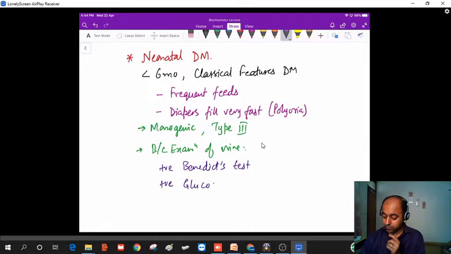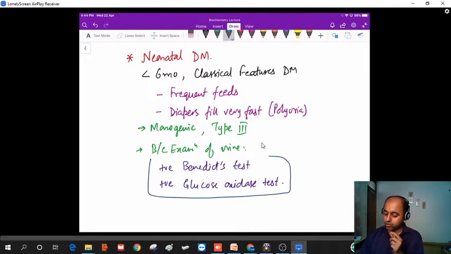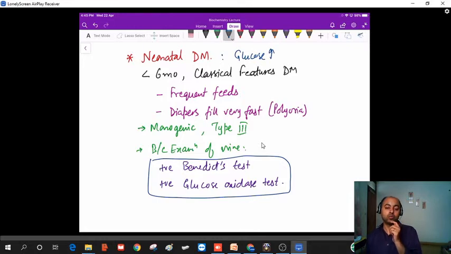We also find the positive glucose oxidase test. So in this way, it is slightly different from the other disorders of monosaccharides. There the positive Benedict test was there, but negative glucose oxidase test was there. Here the positive Benedict test with positive glucose oxidase test, because what we are getting in the urine is the glucose.